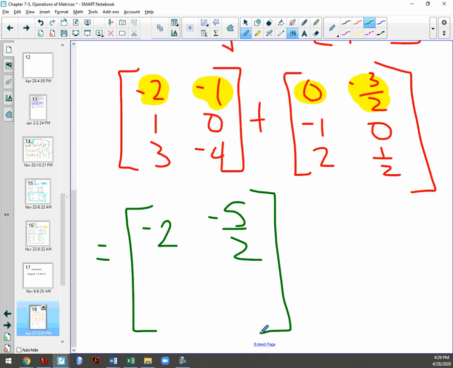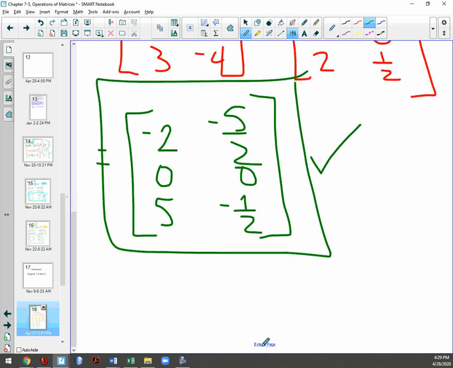1 and -1 gives me 0. 0 and 0 gives me 0. 3 and 2 give me 5. -4, I owe somebody $4, I give them 50 cents. So that's -3.5, which is the same thing as -7 over 2. This is done. And this is exactly how you're going to do problems 1 through 4.